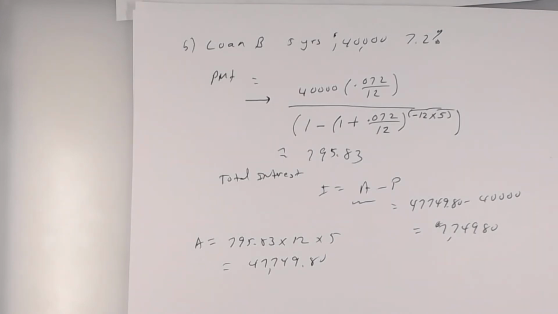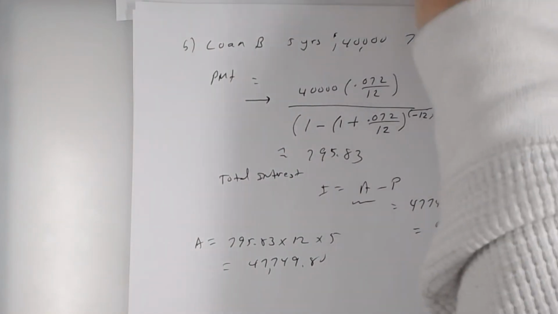$7,749.80. Now, I want you to compare those two loans because you could be in that predicament where you may say, all right, I want this car, but do I get it for 4 years or do I want to get it for 5 years? And then the interest rate, depending on the banks, the interest rate could be different depending on how many years you borrow it for.